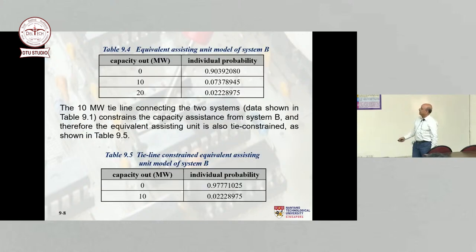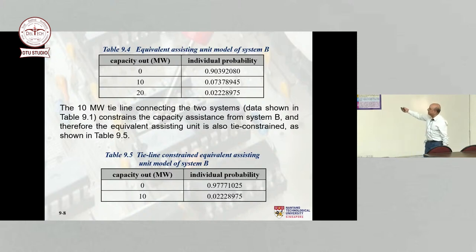So what do I do? Equivalent assisting model of unit B. Capacity outage 0, I can get 0.9 probability. Capacity outage 10, I can get 0.073 probability. And capacity outage 20, the probability is very, very low that it will supply me with any support. The 10 megawatt tie line connecting the two systems constrains the capacity assistance from system B. I can only transfer 10 megawatt, not 20 megawatt.